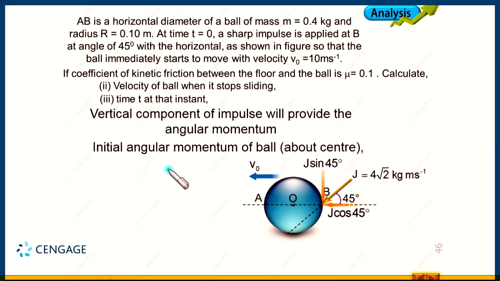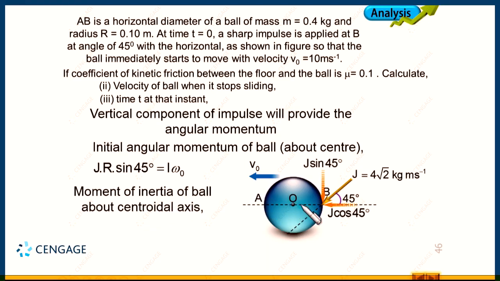So this is the impulse equation for the angular motion, that is J r sin 45 equal to I omega naught, right. And we are given the radius of the ball, mass of the ball. That means we can find the value of I, that is the moment of inertia of the ball about the axis passing through the center of mass of the ball, that is about the centroidal axis. Because it is a solid ball, I equal to 2 by 5 m r square.